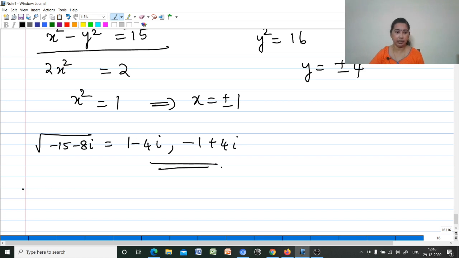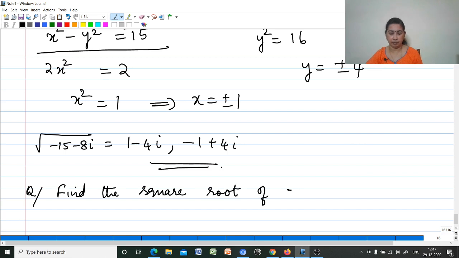So similarly, you can try to find the square root of minus 8 minus 6i, then 1 minus i and 1 plus i. In the same way you can proceed and practice all these types of questions.